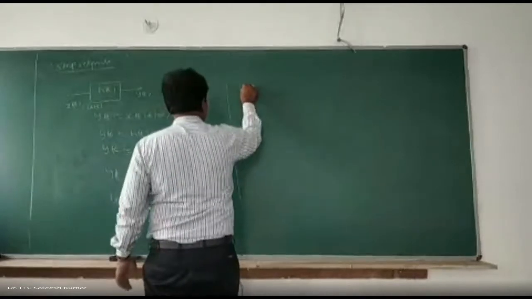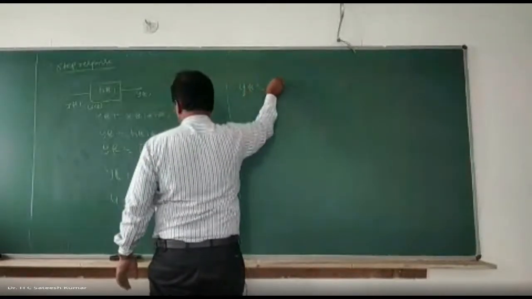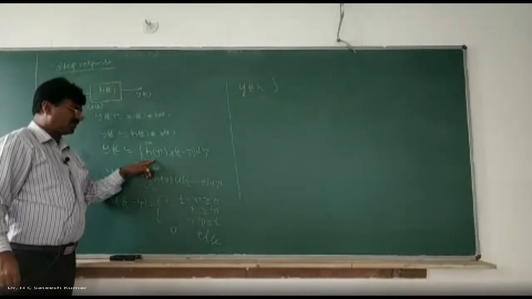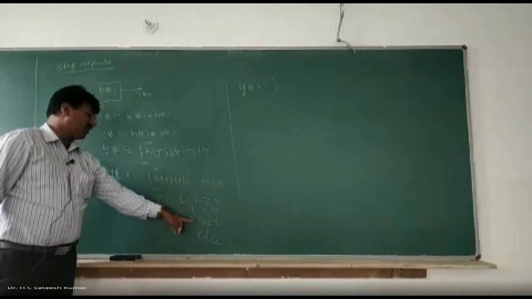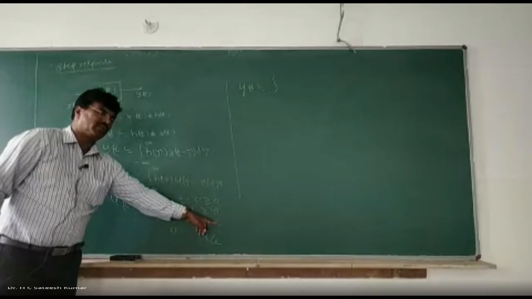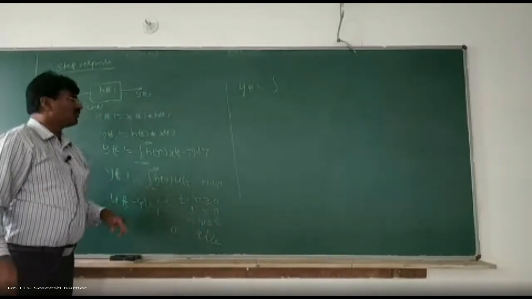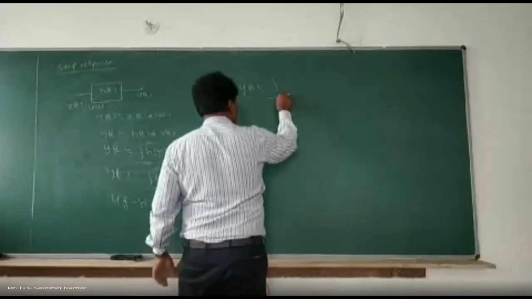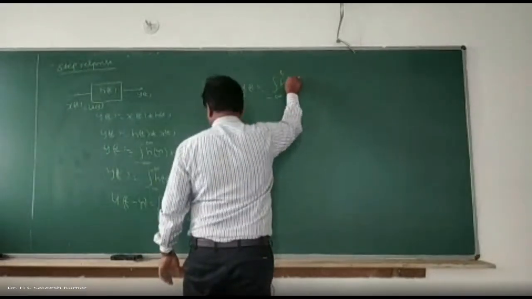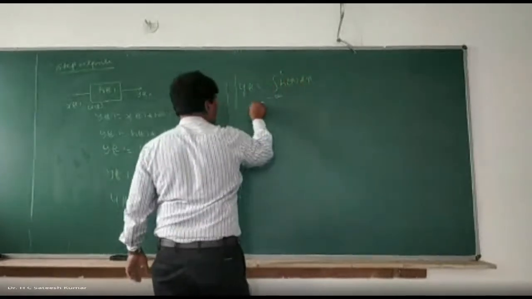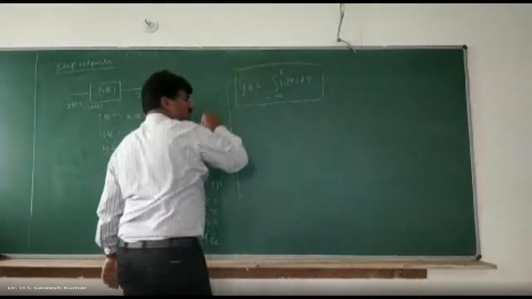Y of t is equal to... even though integration is there from minus infinity to plus infinity, the second signal will take the value only up to tau, maximum value is what? T, lower limit is minus infinity and up to that point its value is 1. So therefore minus infinity to t h of tau d tau. So this is the formula for finding the step response.